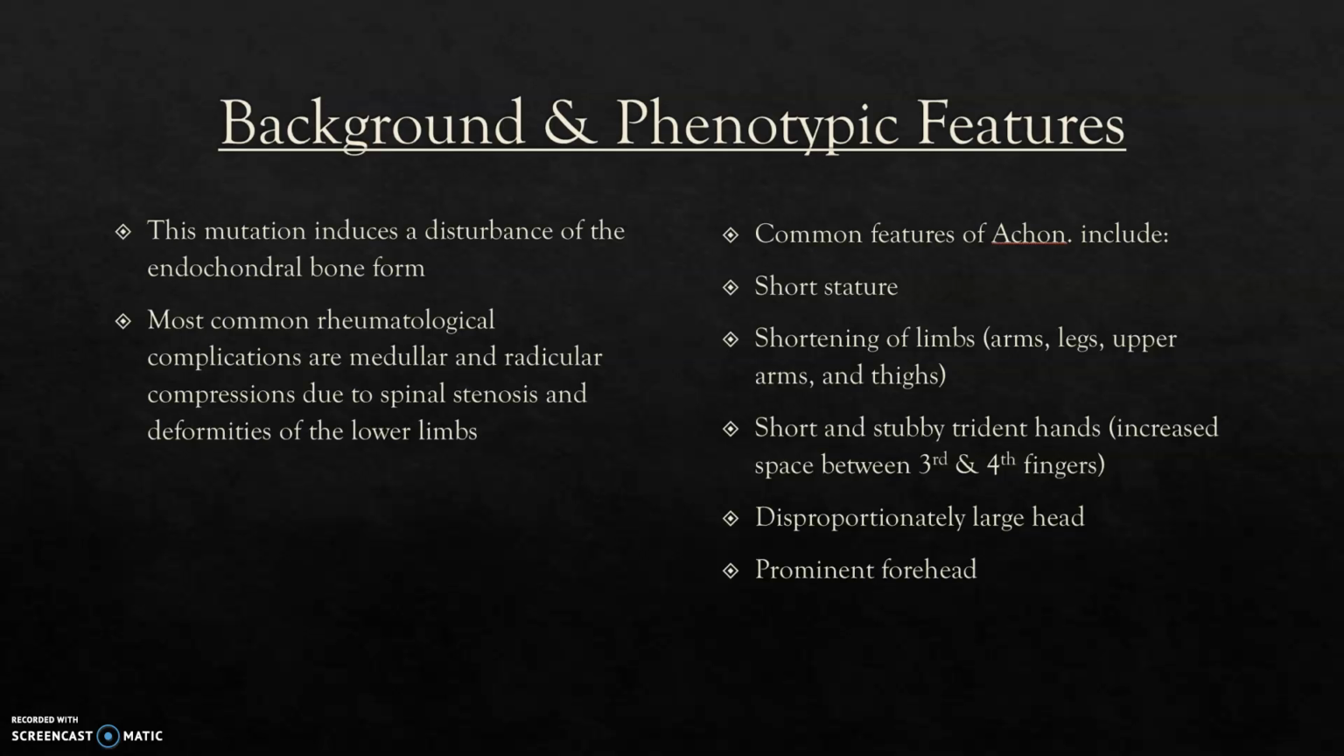Common features of achondroplasia include a short stature, shortening of limbs, arms, legs, upper arms, and thighs; short and stubby trident hands, which increase the space between the third and fourth fingers; a disproportionately large head; and a prominent forehead.